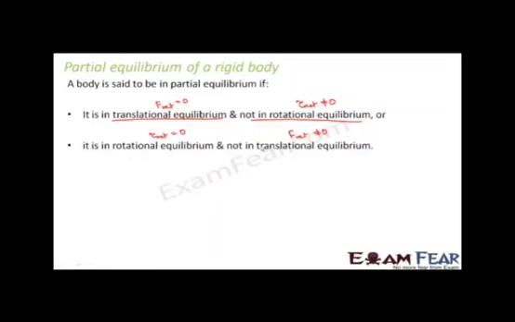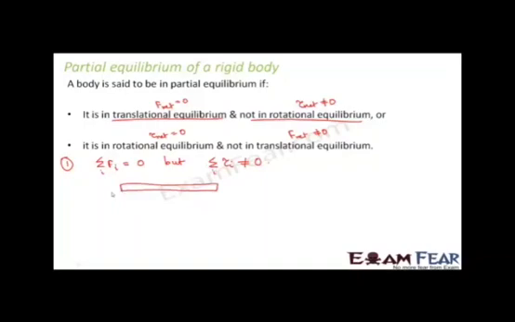So in one scenario, the body is in translational equilibrium and not in rotational equilibrium, and in the other scenario the body is in rotational equilibrium and not in translational equilibrium. Let us look at this example of the first scenario. The body is in translational equilibrium. The total force is 0, that is summation Fi is equal to 0, but the total torque is not equal to 0. That is the first case.